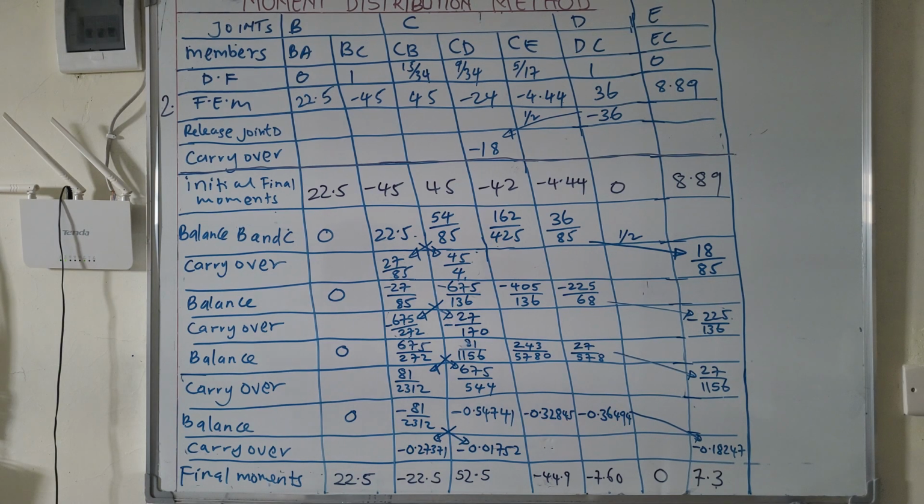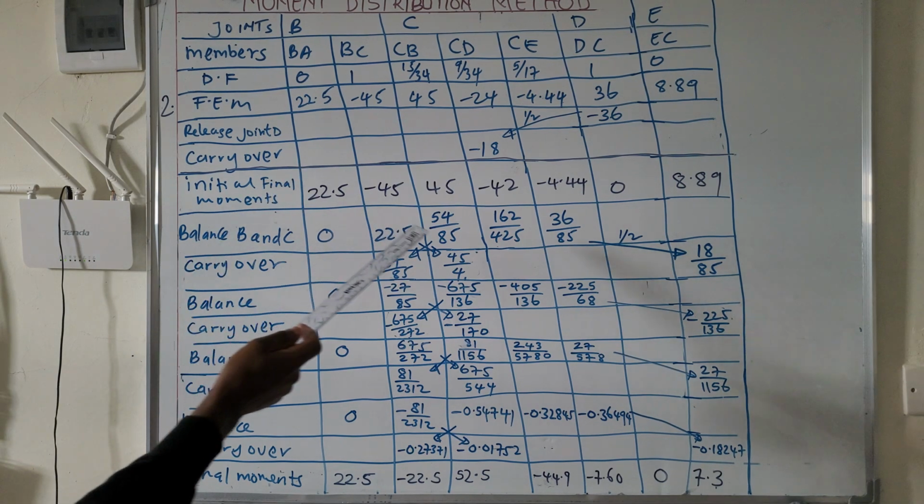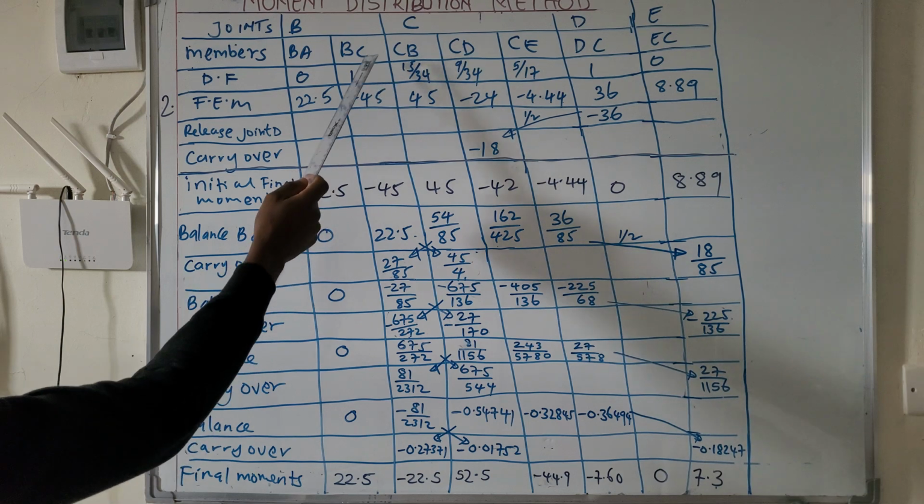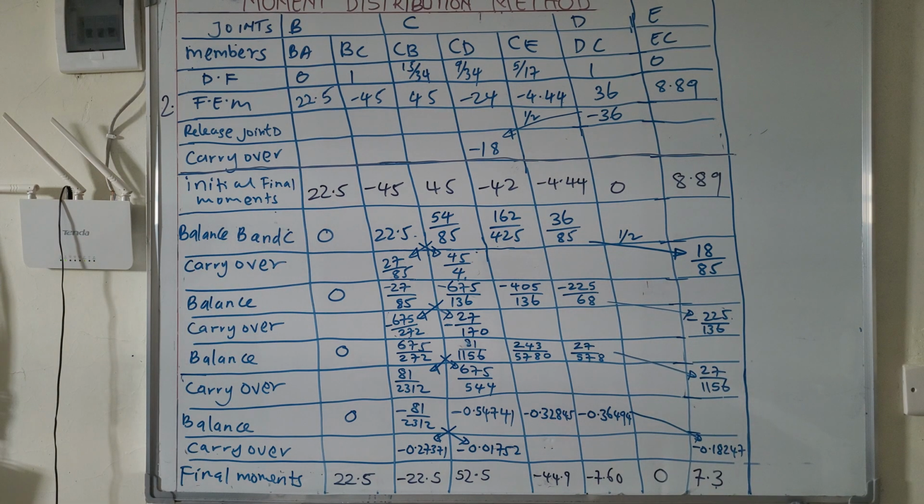Again, you take a half of this CB to the opposite member, which is BC. So it will be 54 over 85. 54 over 85. You divide by 2. So the answer is 27 over 85.